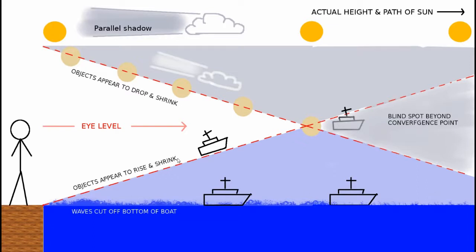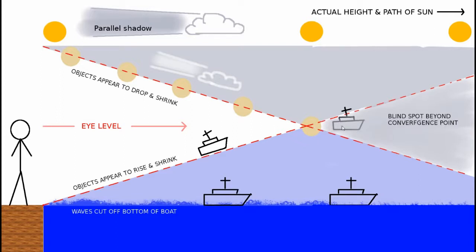Okay, and that should help you see what's actually happening with the sun as it comes down. The bottom of the sun gets cut off as it reaches this convergence point. Now here we can see the ship has gone beyond the convergence point, but the mast is still sticking up high. So we would still see the mast in our vision, but all this grey area here is the blind spot beyond the convergence point.